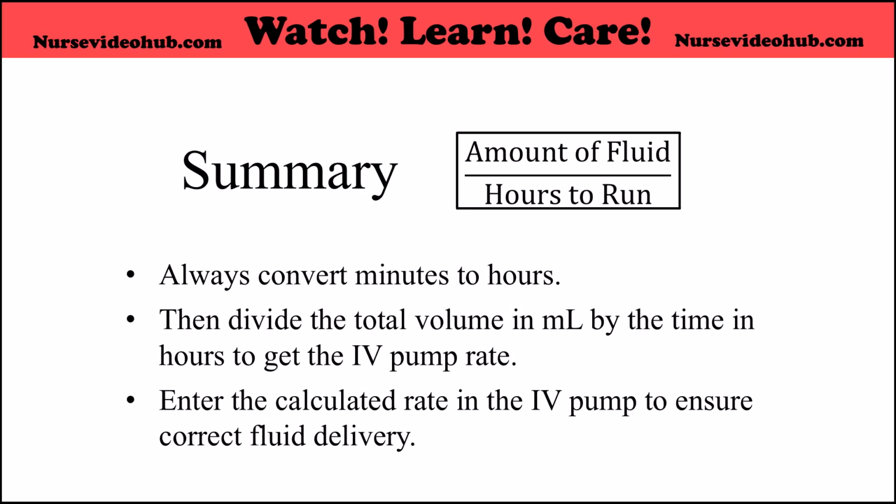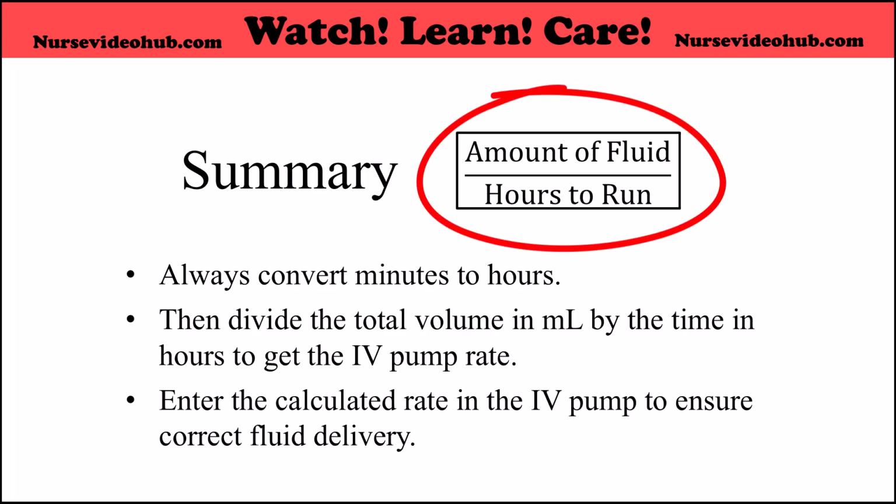To summarize, the formula for calculating IV pump rates is the total amount of fluids to be infused divided by the hours to run the infusion. Always convert minutes to hours when necessary. Then divide the total volume, milliliters, by time, hours, to get the pump rate, milliliters per hour. Enter the calculated rate into the IV pump to ensure correct fluid delivery.